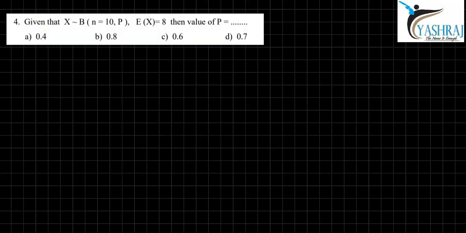Now look at the next MCQ we are having. X follows, that means a random variable capital X follows the binomial distribution of n equals 10 comma p, where we have given E(X), that means expected mean of random variable capital X is 8, and we have to evaluate the value of p. P means probability of success.